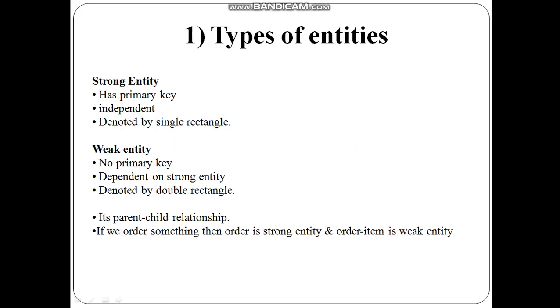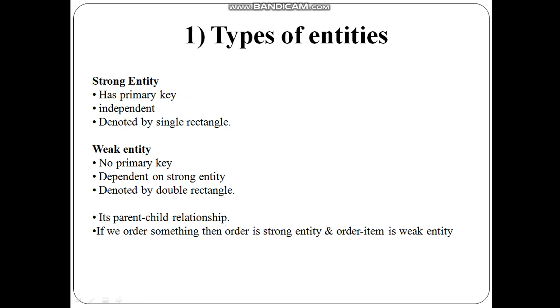So what are the types of entity? There are two entities: strong entity and weak entity. A strong entity has a primary key, it is independent, and it is denoted by a single rectangle. We can say the roll number of a particular student. Here roll number is a strong entity because it's uniquely identified and it has a primary key.